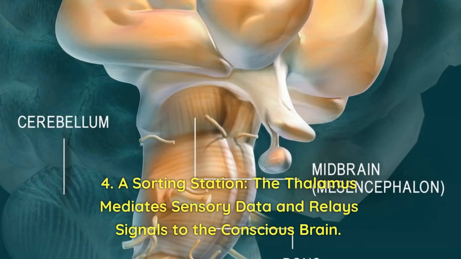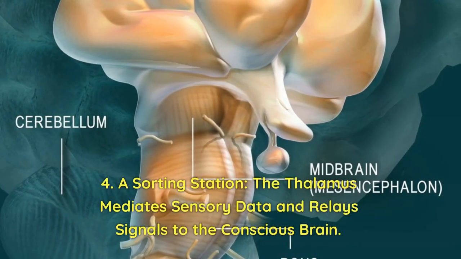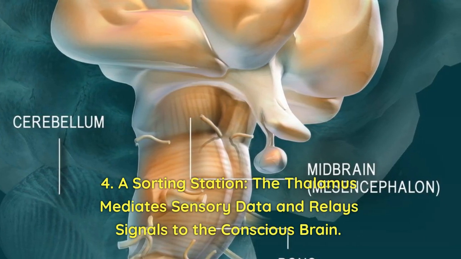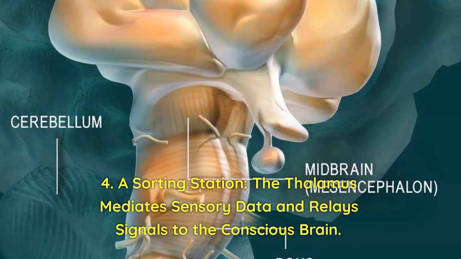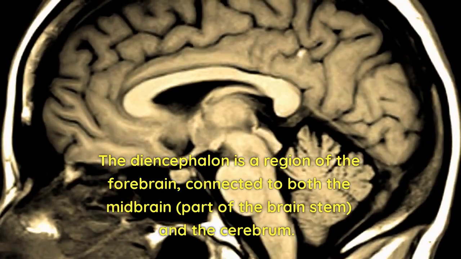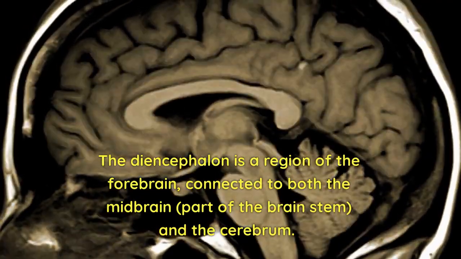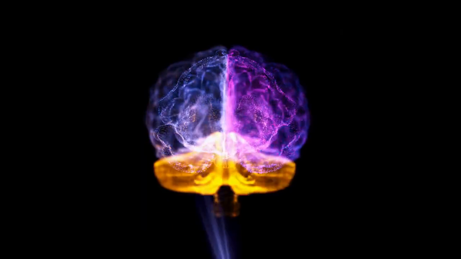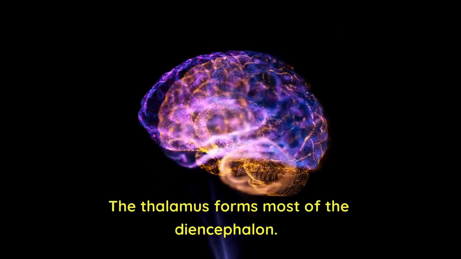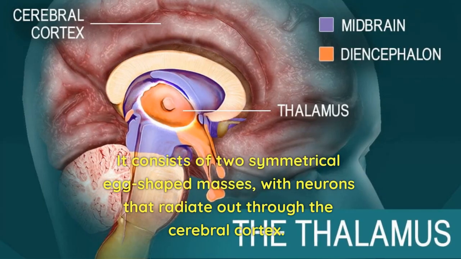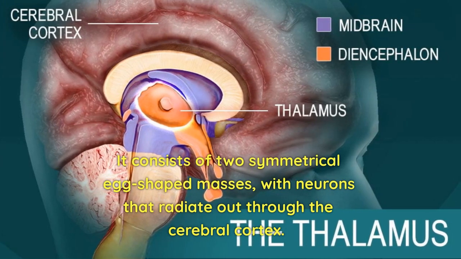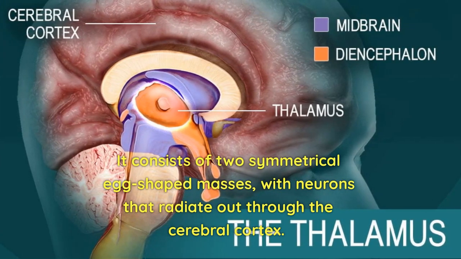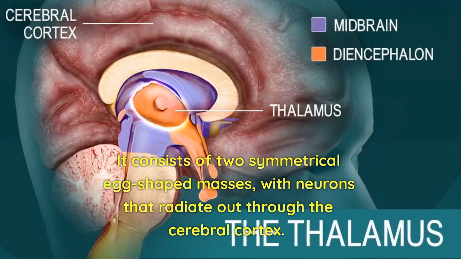4. A sorting station. The thalamus mediates sensory data and relays signals to the conscious brain. The diencephalon is a region of the forebrain, connected to both the midbrain, part of the brainstem, and the cerebrum. The thalamus forms most of the diencephalon. It consists of two symmetrical egg-shaped masses, with neurons that radiate out through the cerebral cortex.